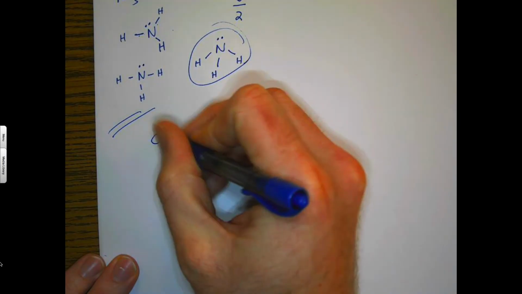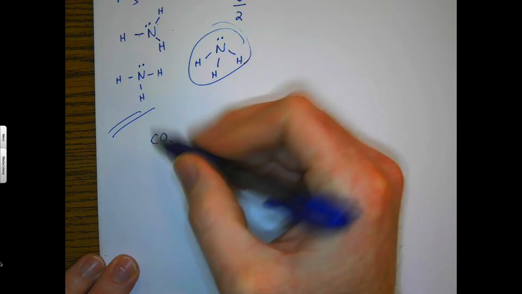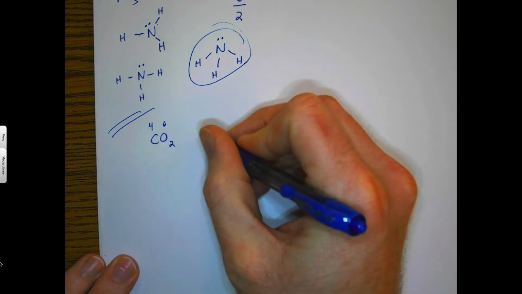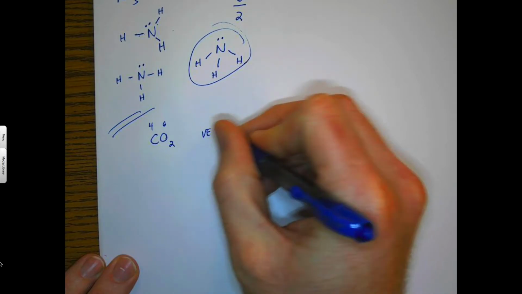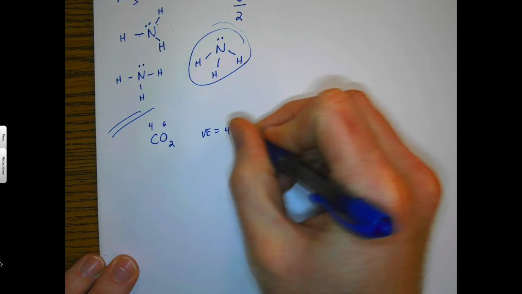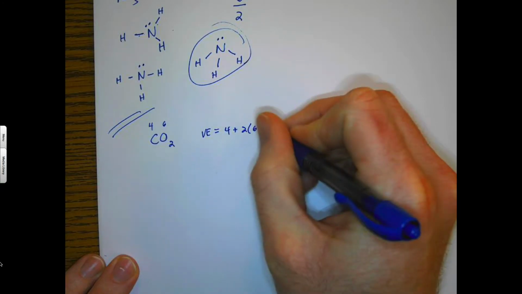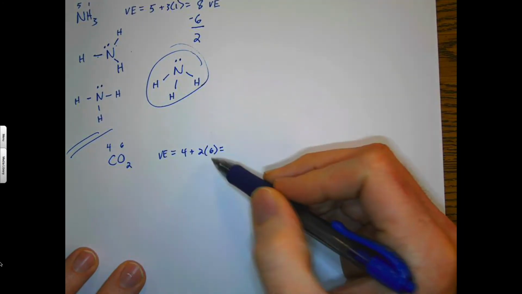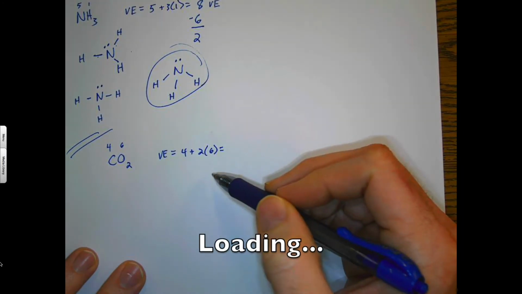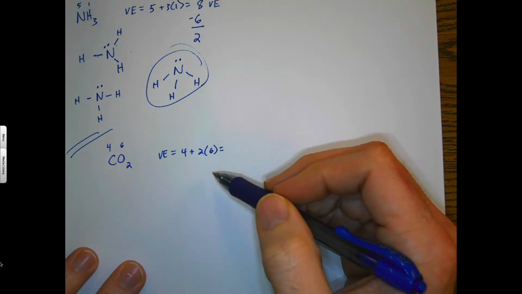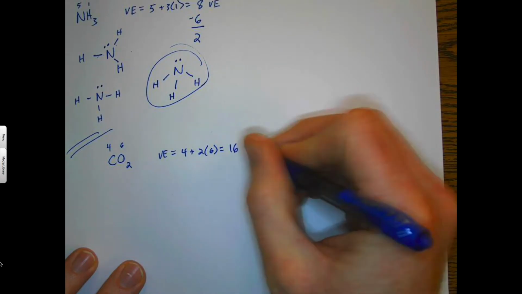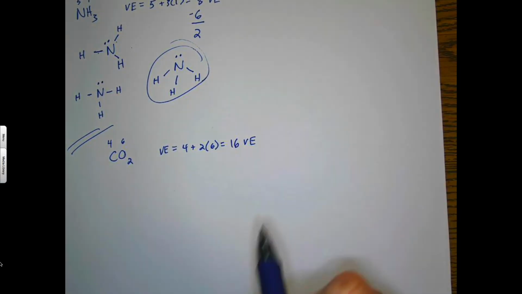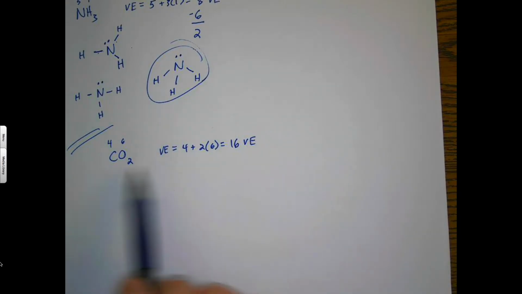CO2, carbon dioxide. Carbon has 4 valence electrons, oxygen has 6, so there are 4 plus 2 times 6, and that will give us a total of, let's see, 12, oh, math is hard, 16 valence electrons. Okay, and then the least electronegative goes placed first.